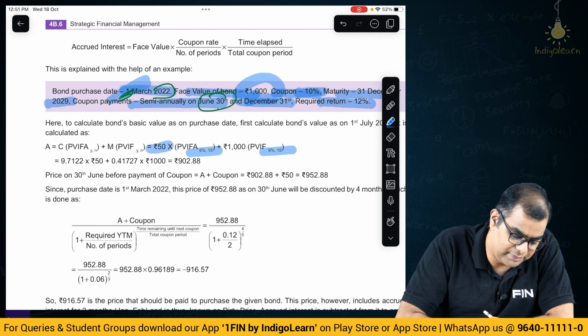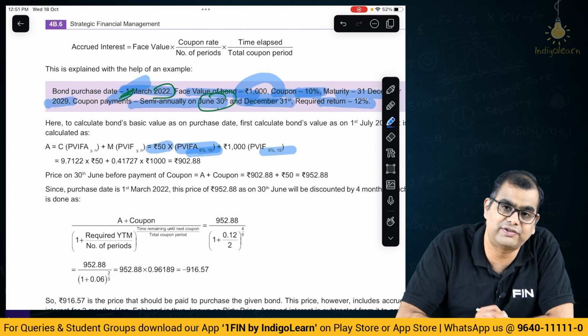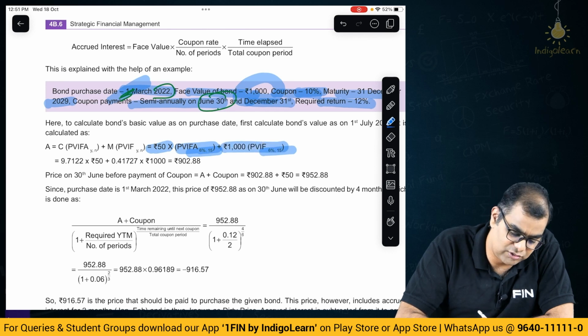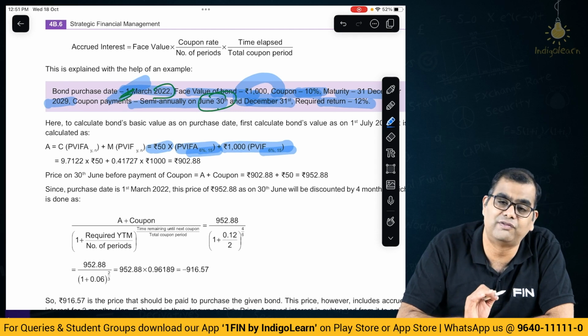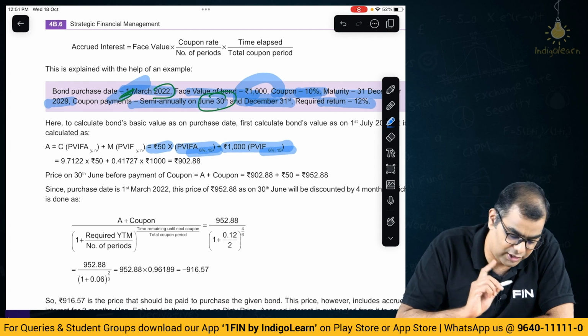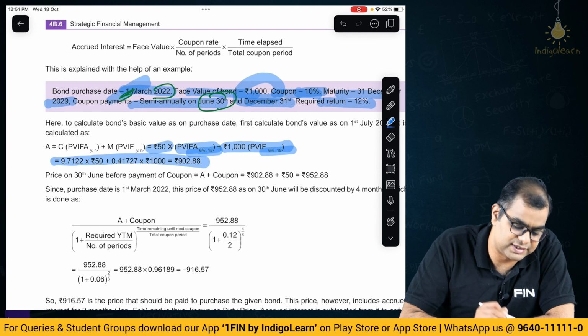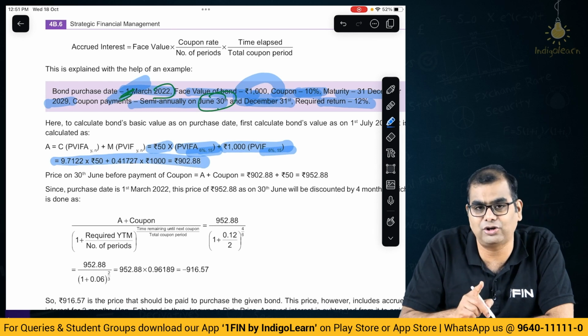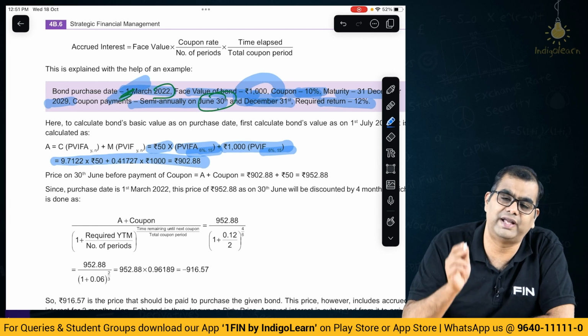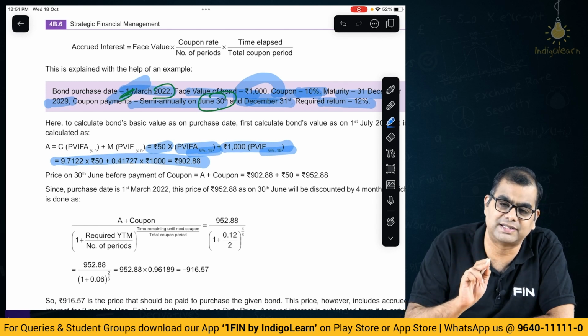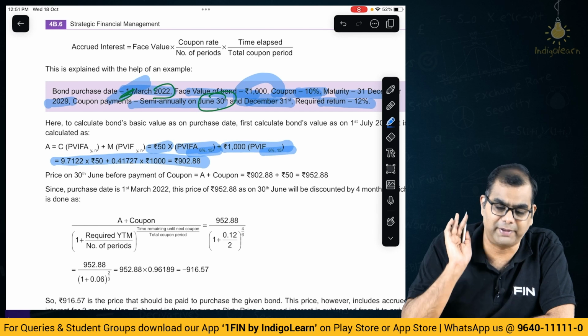So you take 50 multiplied by the present value interest factor annuity for 6% for 15 periods, plus 1000 multiplied by the present value interest factor for 6% for the 15th period alone. You get a value. You got this as 902.88. This 902.88 is basically the price of the bond on 30th of June, end of day, immediately succeeding the interest or coupon payment.